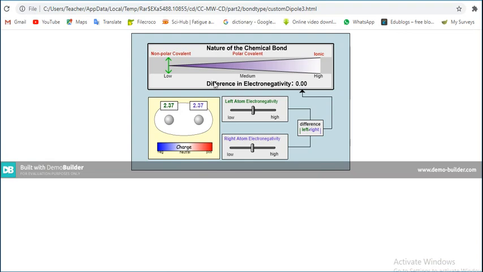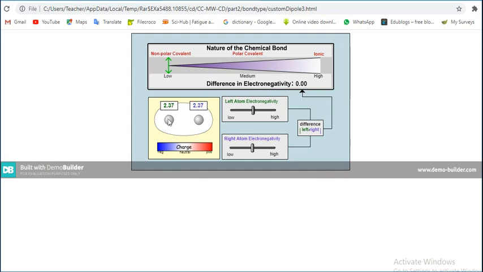Here there is a difference in electronegativity. As you see, it is 0.0. Here we have a non-polar bond. The types of bond: non-polar covalent bond, polar covalent bond, ionic bond. A non-polar covalent bond will happen when the difference in electronegativity is low. When it is a medium difference, we have a polar covalent bond. When it is a higher difference, we have an ionic bond.